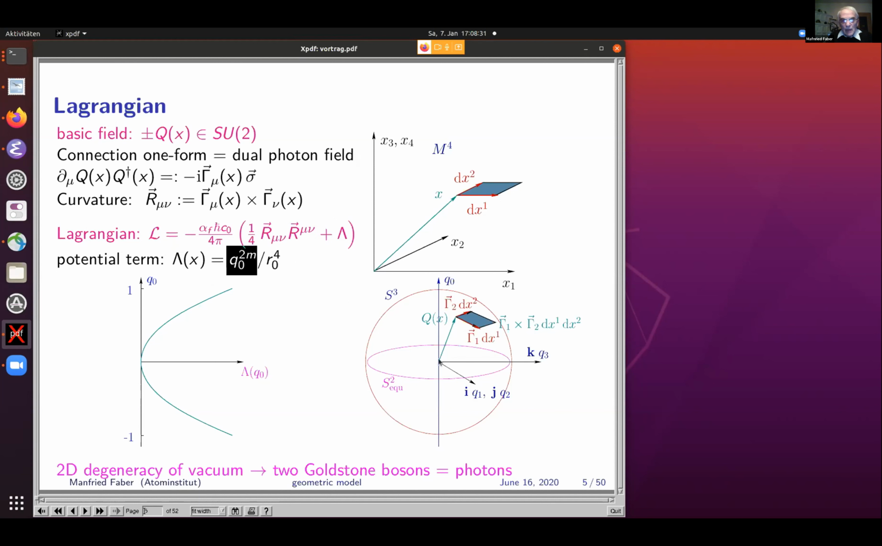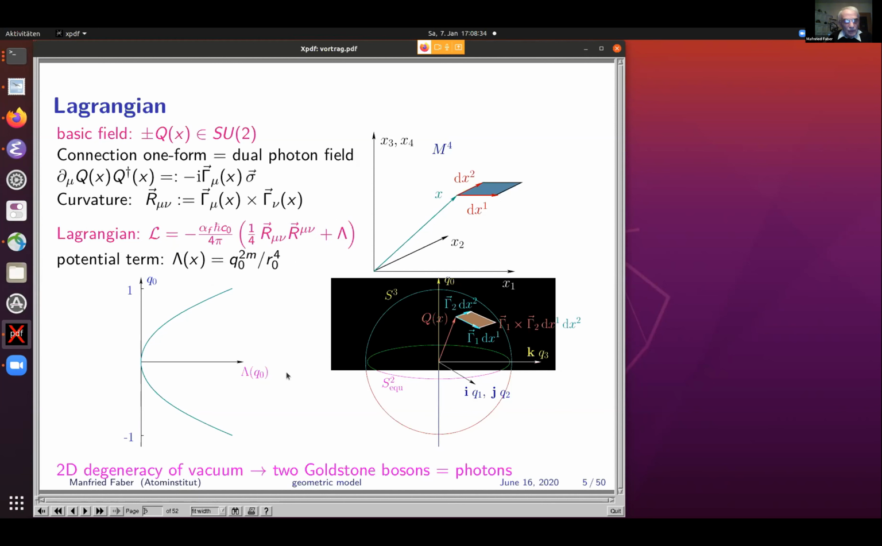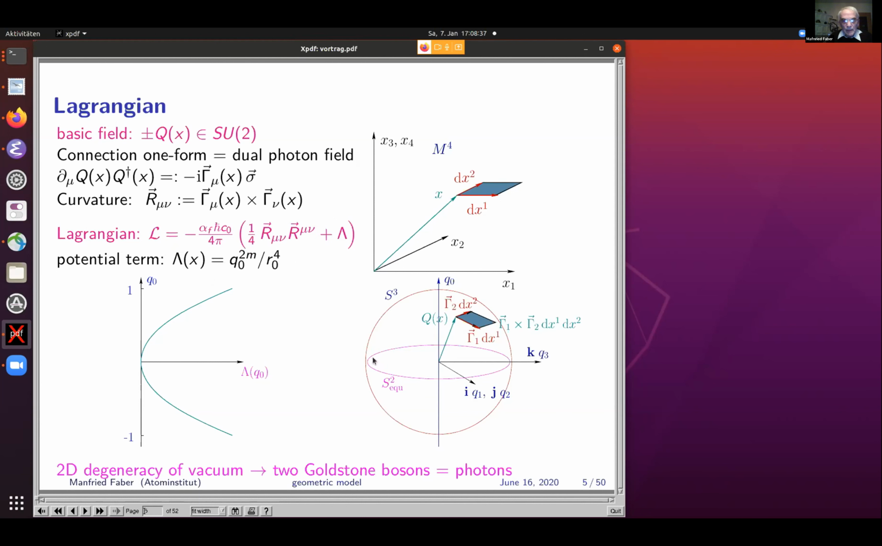So the electron covers half of S3, so the upper half. And the vacuum is on the equator here. Here's the vacuum, here the vacuum. This is at the equator. So I give a penalty to Q0 equal 1. So here we have a penalty, here we have a penalty, and this is potential 0. Because the equator is doubly degenerate, it's a two-dimensional sphere, S2 equatorial, I have two Goldstone bosons. This means two photons, right-handed and left-handed photons.